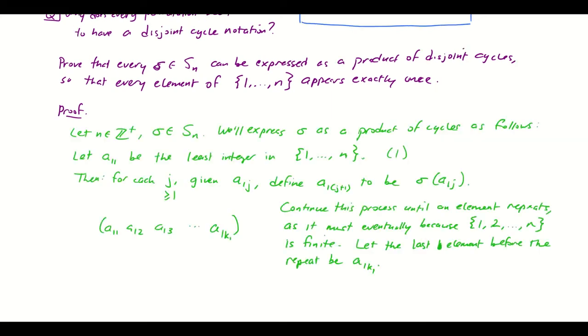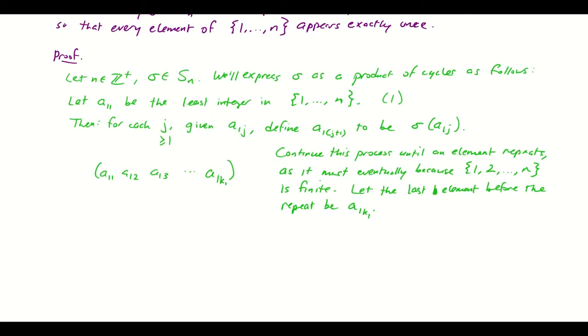And now I claim that a sub 1 k1 plus 1 is 1. In other words, the first repeated element is 1. Okay, why is this true? Why is it that the first repeated element has to be 1? Well, if it isn't 1, then it's one of these other numbers here, this one, or this one, or this one, or maybe even this one. And I claim that can't happen.